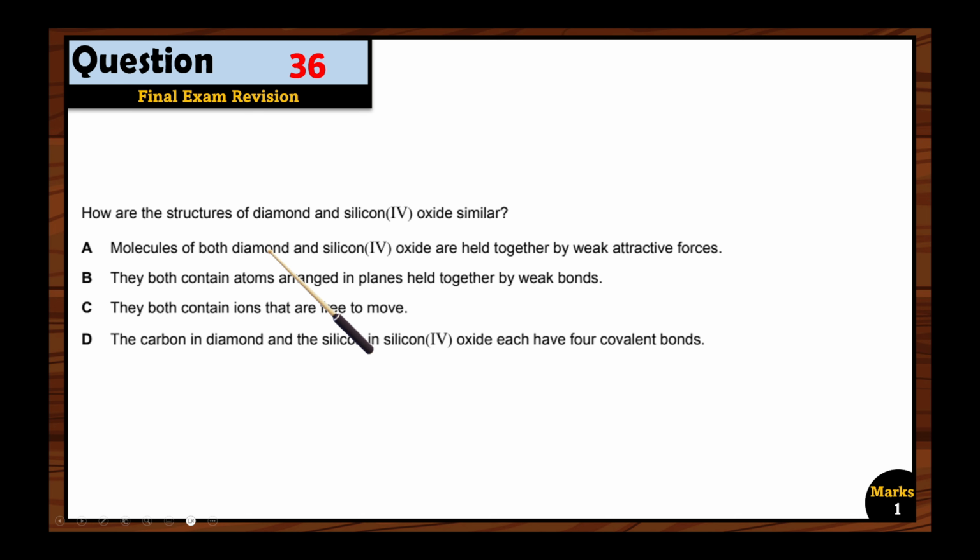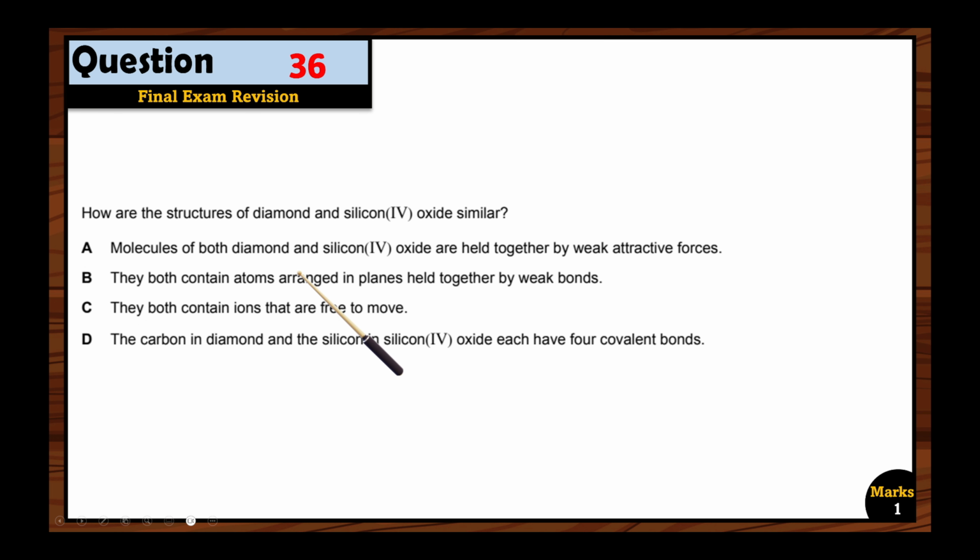How are the structure of diamonds and silicon oxides similar? Now let's see. They all make the 4 bonds, right? So molecules of both diamond and silicon oxide are held together by weak attractive forces. That's wrong. There is no attractive force between them. There is only a covalent bond, right? So covalent bond and all those 4 electrons are shared.